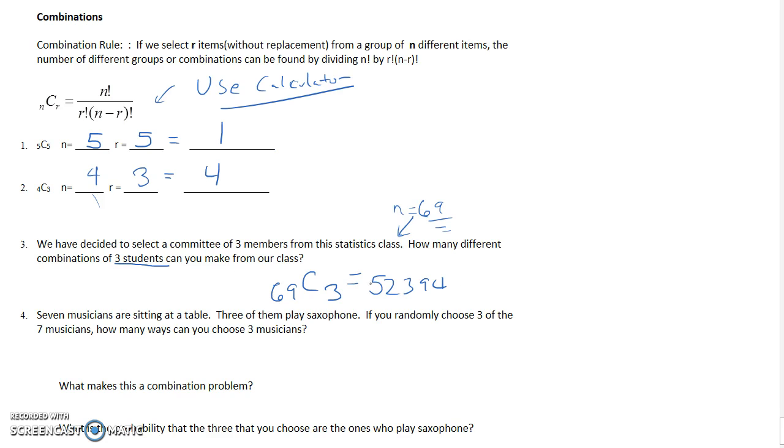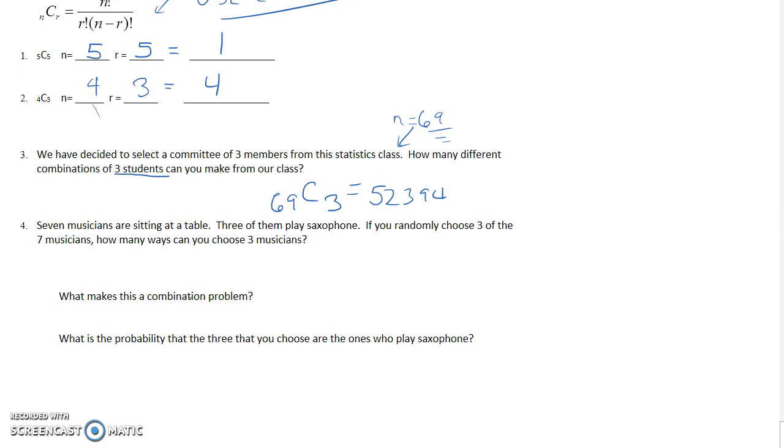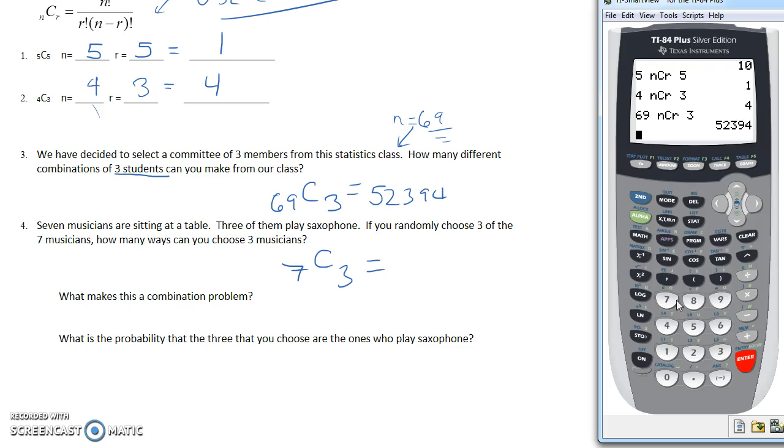All right, the next one says, if 7 musicians are sitting at a table, 3 of them play saxophone, and you randomly choose 3 of the 7 musicians, how many ways can you choose 3 musicians? Again, this is a combination because if I take a guitar player, a flute player, and a saxophone player, it doesn't matter. They're all playing together. It doesn't matter which order I chose them in. So I have 7 total musicians, and I'm going to put them in groups of 3. So this is going to be 7C3. So 7, go over to our probability function, select C, and then put in the number 3. And it looks like there are 35 different combinations.